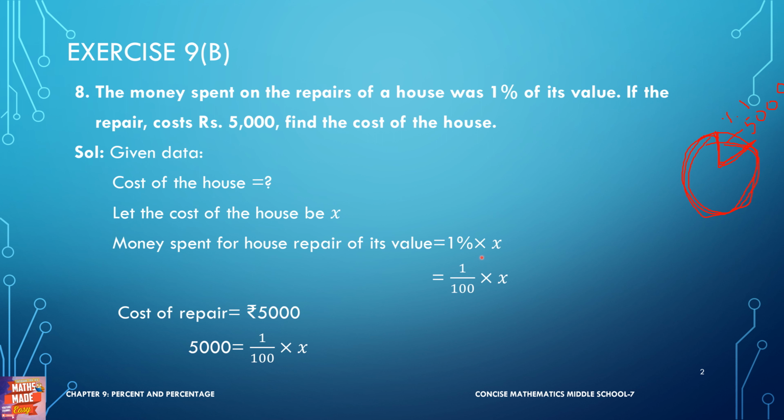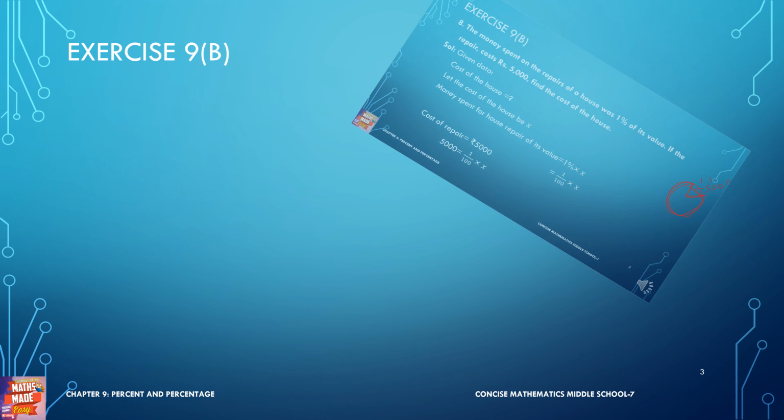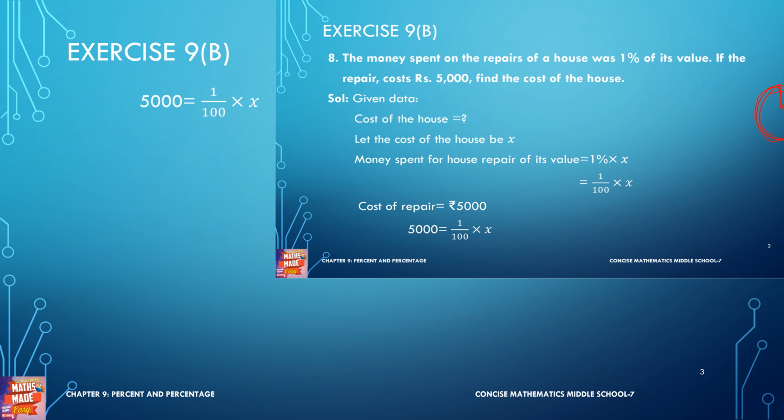So 1% of the cost of the total house, right? So this is the equation that you get. Now keeping this x as it is, we need to get all the other numbers towards the other side. Since the sign between them is multiplication, when it comes to the other side it becomes division, right children? So it becomes division. That means it will become 5,000 divided by 1 by 100 is equal to x.